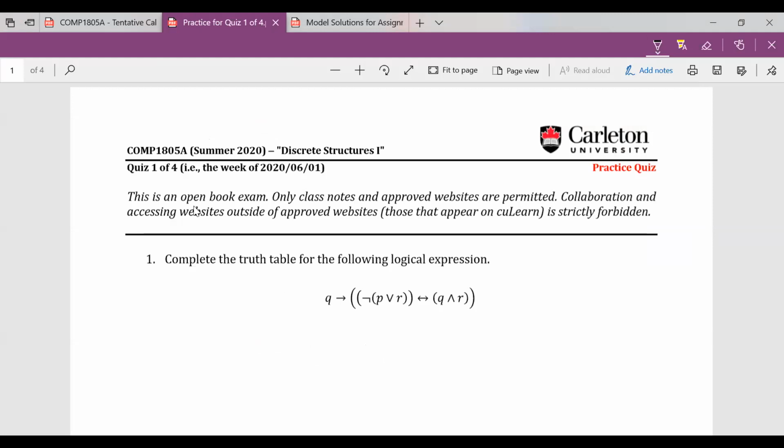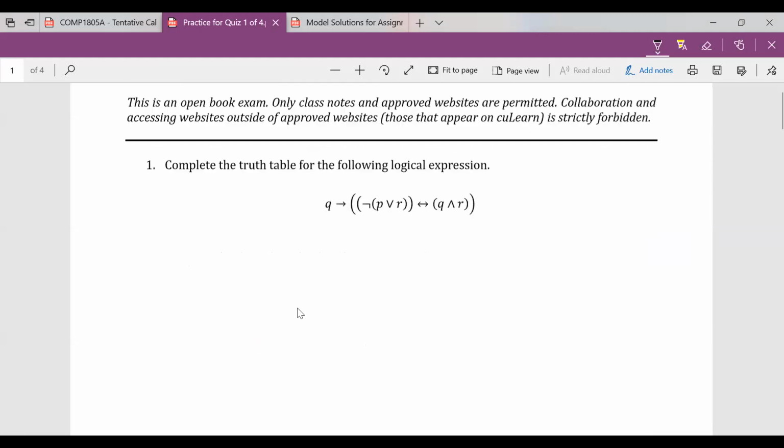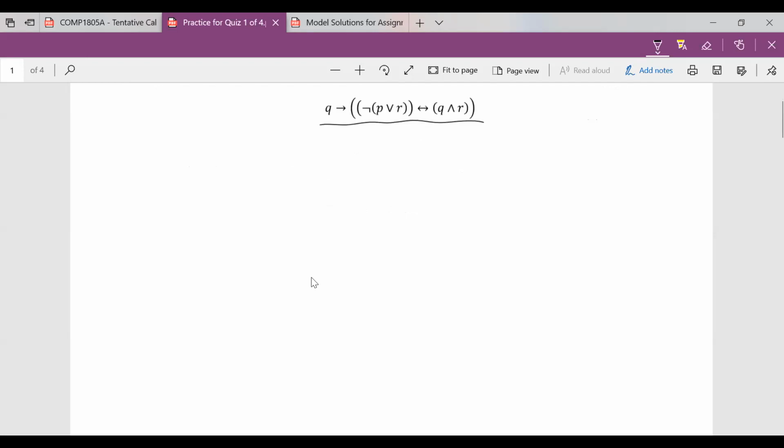Somebody did ask about question 2. I think this one should be pretty straightforward. You should know how to do a truth table. It's one of the easier things, but be very mindful of the brackets, that you do things in the proper order.